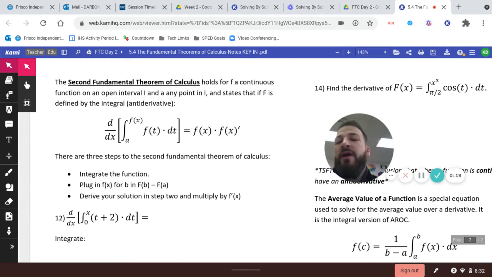that for f, a continuous function on an open interval I, which is just an interval, and a, any point in I, and states that if F is defined by the integral, so remember capital F usually represents our integral, regular f represents our function. And states that if F is defined by the integral, the antiderivative, then the derivative of the integral from a to some function f of x of f of t times dt is equal to f of f of x times f prime of x. Okay, now that is a lot of words.